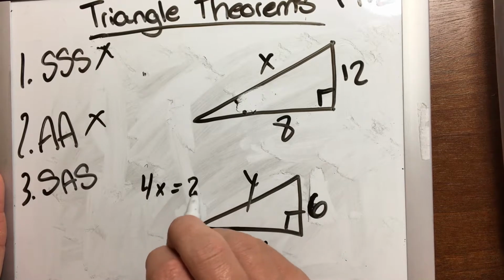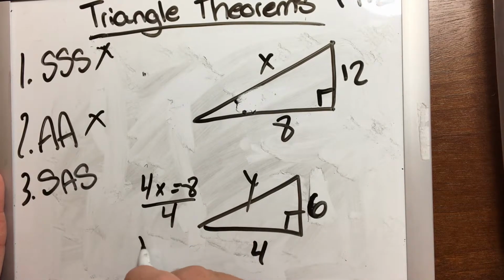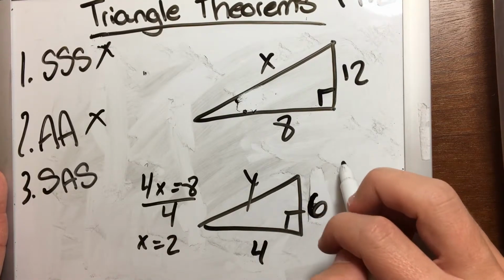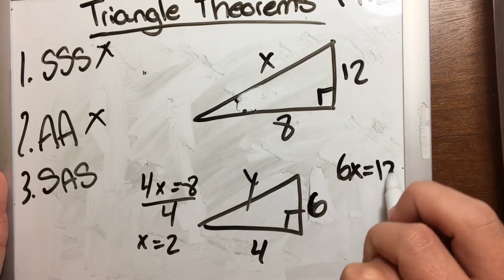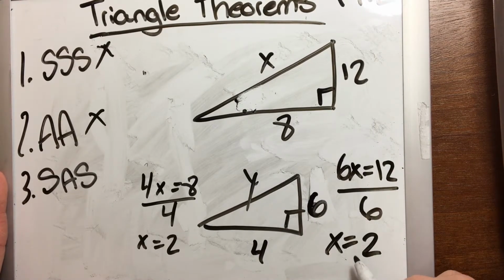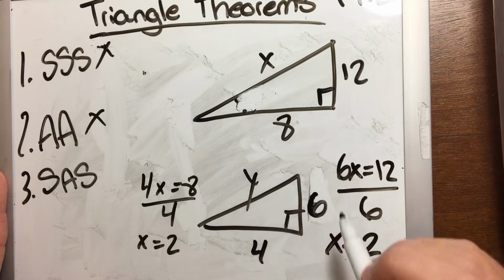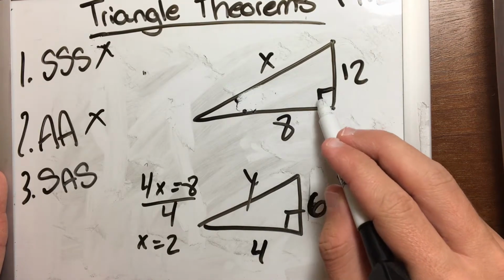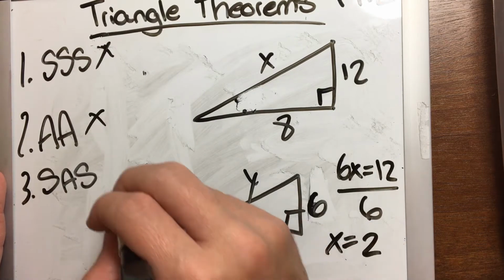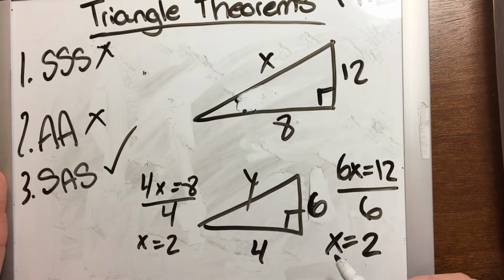4x equals 8. Divide the 4 out. X equals 2. Okay, so let's see. 6x equals 12. Divide the 6 out. X equals 2. There we go. So we know these are proportional, and they are giving us the 90-degree mark, so we can declare that these triangles are similar under the side angle side theorem.